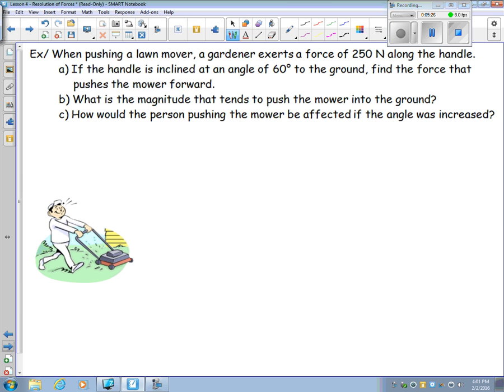Okay, we're pushing a lawnmower. Gardener exerts a force of 250 along the handle. The handle is inclined at an angle of 60 degrees towards the ground. Okay, so this is my handle. There's a little clip art there to show you. But 60 to the ground. And you're pushing at 250 newtons along that, right? The lawnmower is going forward based on the angle we're pushing at. Find the force that moves the mower forward.